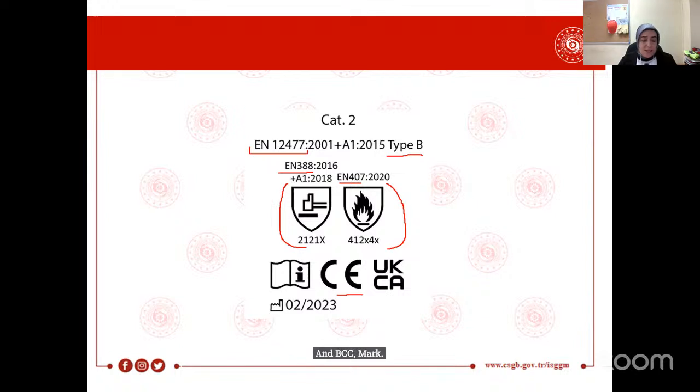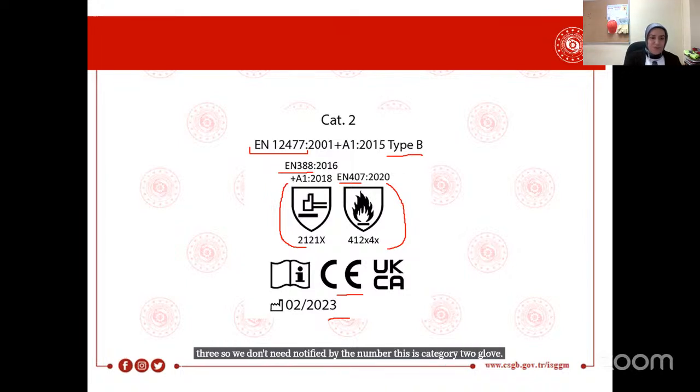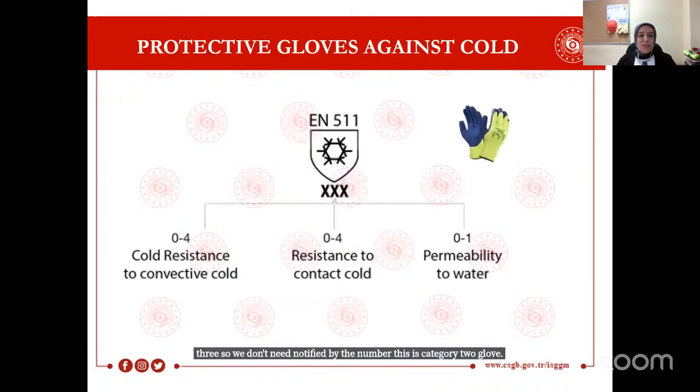We see the production date. This glove is not category 3, so we don't need a notified body number. This is a category 2 glove. Protective gloves against cold: this is the pictogram for cold. There are 3 values under it. First, convective cold, second, contact cold, and third, permeability to water.